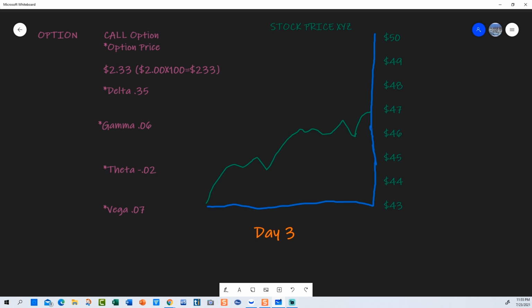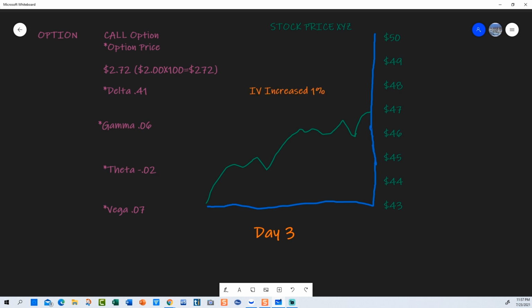Day 3, stock XYZ is now trading at $47. So now our delta is 0.41 because the gamma increased it by 0.06. And we're going to apply the delta on the option price, bringing our option price to $2.74, which is $274, a $74 profit. But we can't forget about theta. Theta takes us down to $272 for a $72 profit.